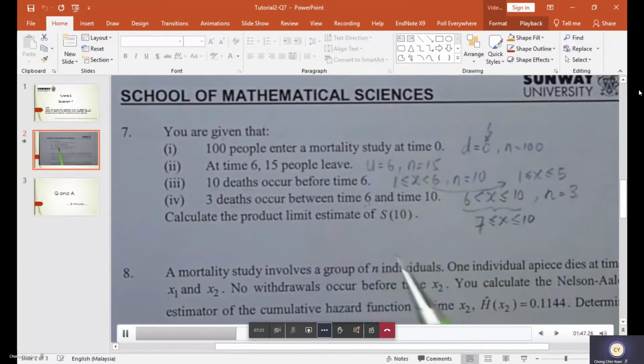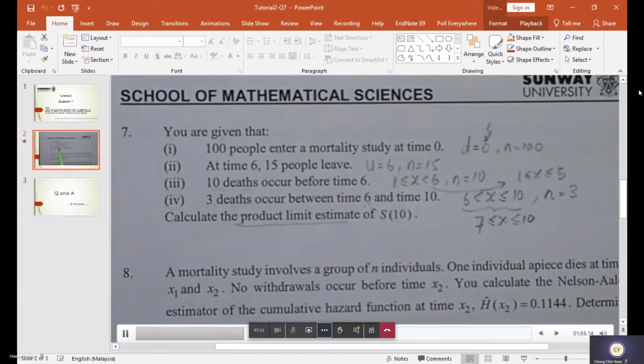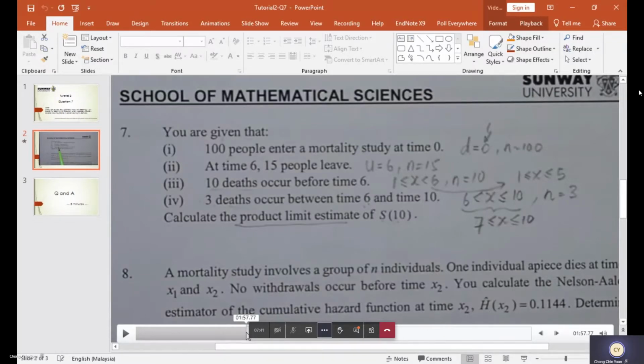So based on this information here, we need to calculate what is the survival at 10 based on the product limit estimate, that is under the Kaplan-Meier. Now, class, you have to take note that all the x values have no overlapping. I'm talking about the data. The data includes the truncation, the censored value, and also the uncensored value. You can see 0, 1, 2, 3, 4, 5, 6, 7, 8, 9. The data is from 0 to 10, occupied by the truncation, uncensored value, and also the censored value. There's no overlapping.